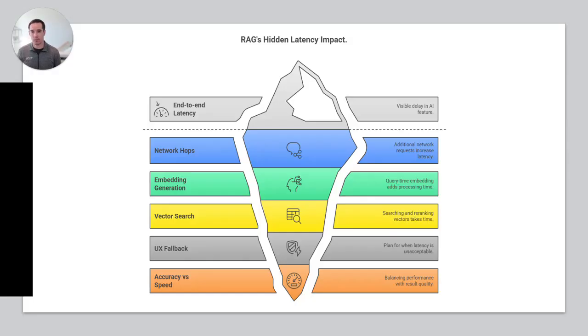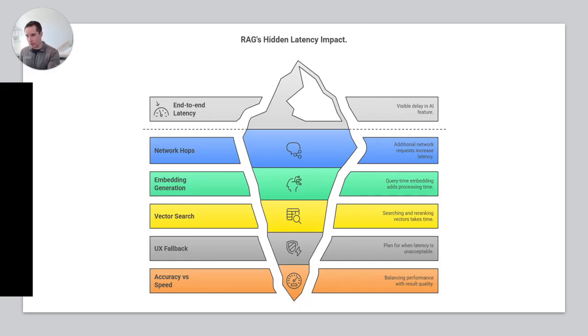Well, RAG is Retrieval Augmented Generation. That introduces extra network hops, embedding generation at query time, vector search, and re-ranking, which directly affects end-to-end latency, or timing, and UX responsiveness, and there's an associated cost for each one of these requests.